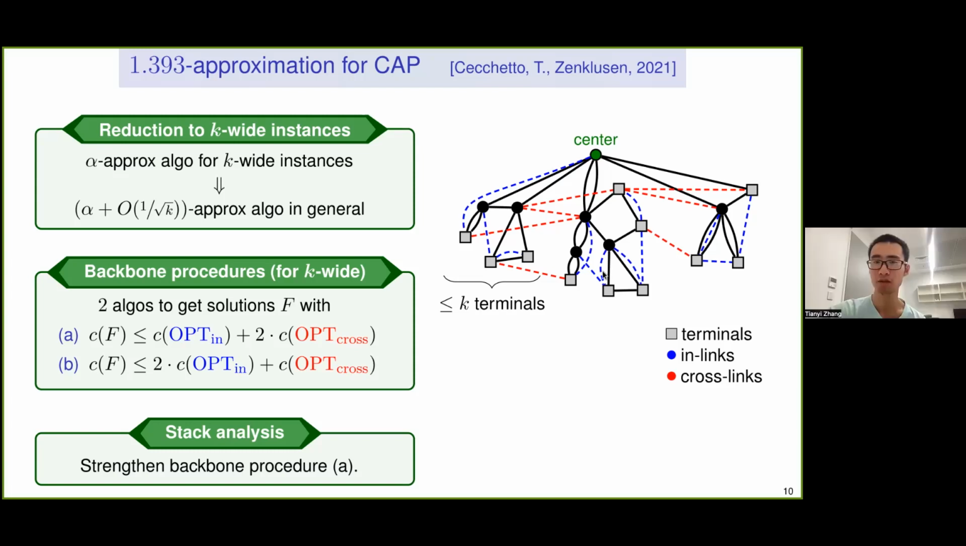I'm a bit confused with the definition of k-wide instances. If you take k to be larger, then I guess the requirement is weaker. Yes. But you have better approximation.